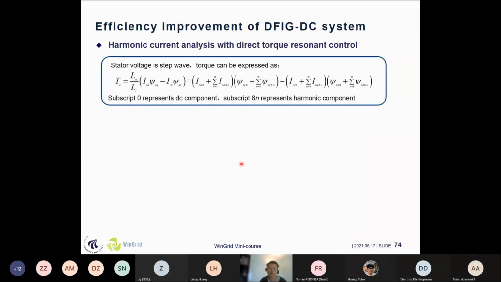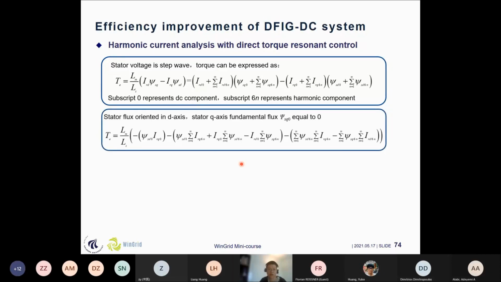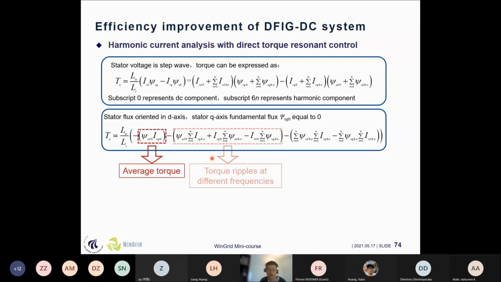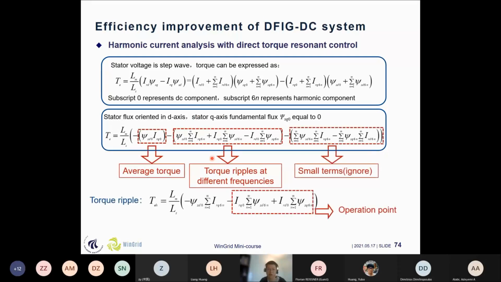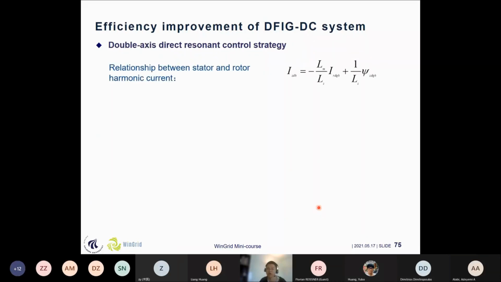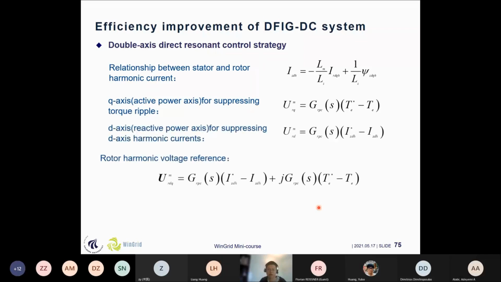Furthermore, we wanted to consider whether we can combine the current control and the torque ripple suppression together to achieve better performance. We made some further analysis of how to deduce the torque ripples, and we find that the torque ripple is only related to the QX harmonic current. So it leaves another degree of freedom for the DX harmonic current control. So here we propose a double X direct resonant control. Due to the time limitation, I won't go into details here.